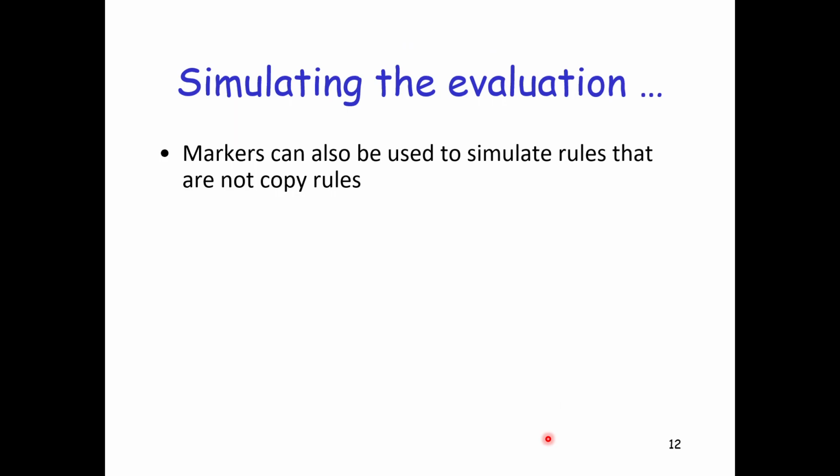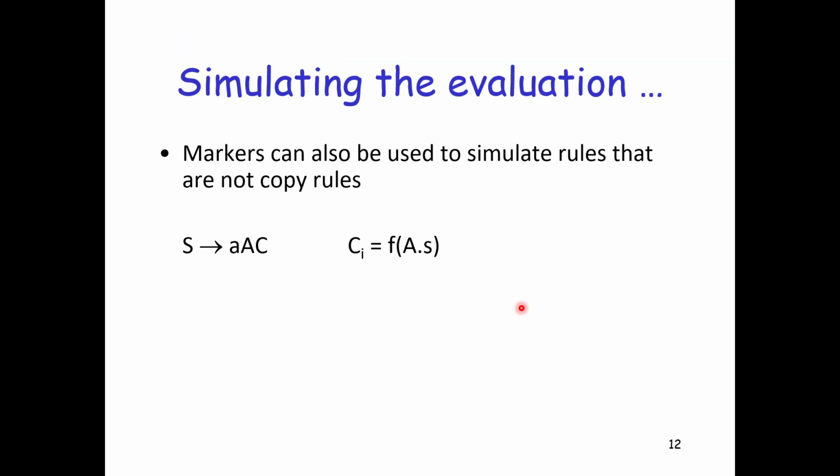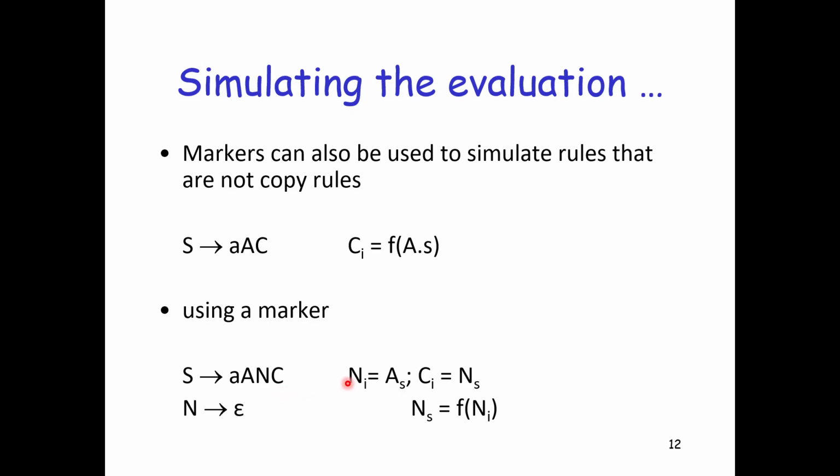Then markers also can be used to simulate the rules that are not copy rules. In the previous slide it is a copy rule, Ci equal to As, just copying, assigning the value. Now we are examining a rule that is not a copy rule, but is based on a function f. How can we use a marker here? S gives A N C, where N is the marker, and N gives epsilon as the production. Its corresponding rule is also here. In that way we can simulate the evaluation of inherited attributes using a bottom-up parser.